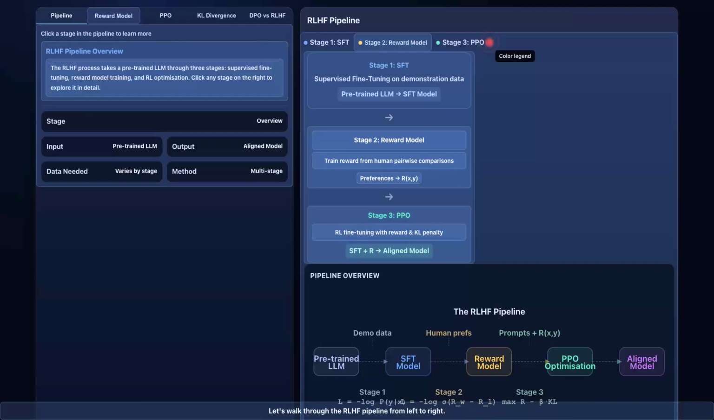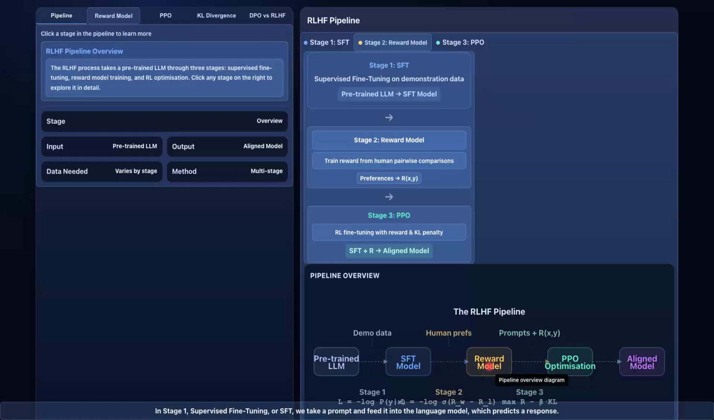Let's walk through the RLHF pipeline from left to right. We start with a pre-trained language model, which is then fine-tuned using supervised data to create the SFT model. Next, we train a reward model using human preference data. Finally, we use PPO to optimize the model further, balancing reward and alignment. Notice how each box is annotated with the type of data used and the loss function applied at each stage.